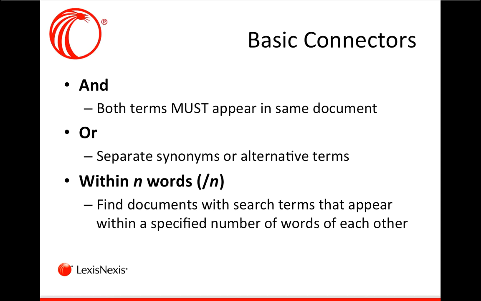Some basic connectors you can take a look at are the term and. And between two terms will ensure that both terms must appear in the same document. Or will separate synonyms or alternative terms. Within n words, so this is going to be /n, it will find documents with search terms that appear within a specified number of words of each other.